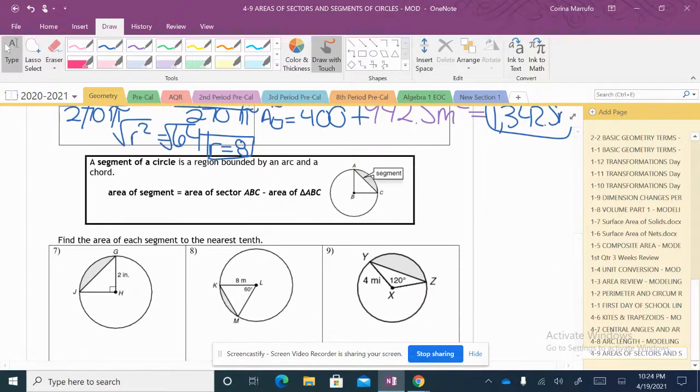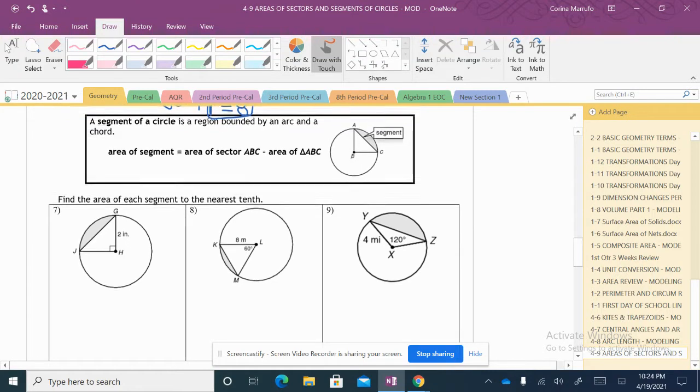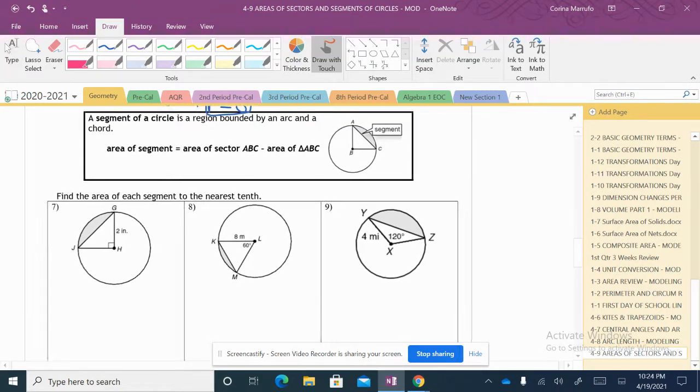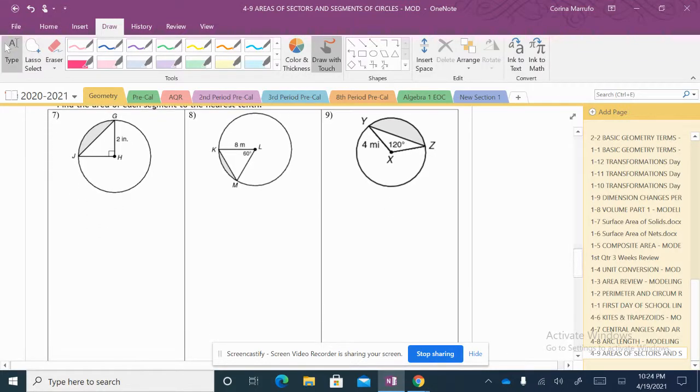All right, and the last part. So it says a segment of a circle is a region bounded by an arc and a chord. The area of the segment is the area of the sector ABC minus the area of the triangle ABC. Okay, so let's look at the first one. So here we're going to find the area of the whole sector. Okay, so I'm going to go ahead and find that real quick.